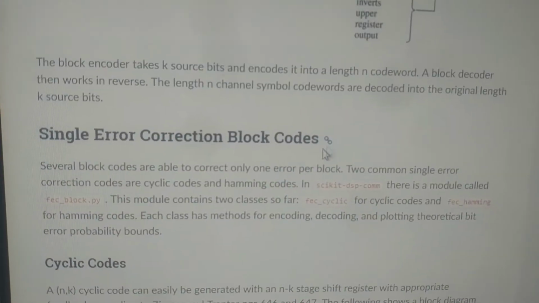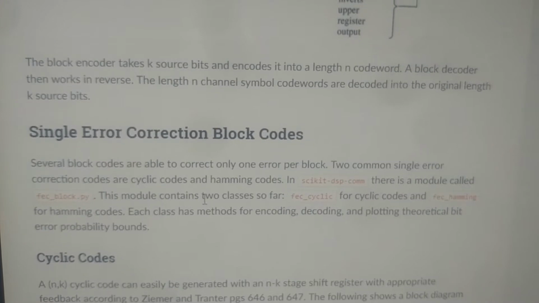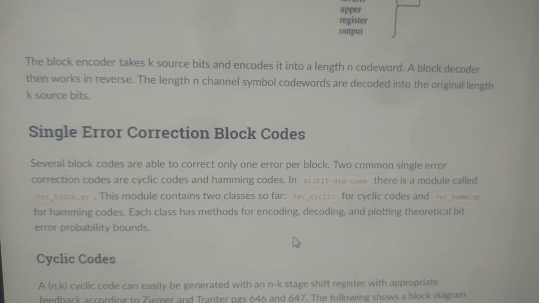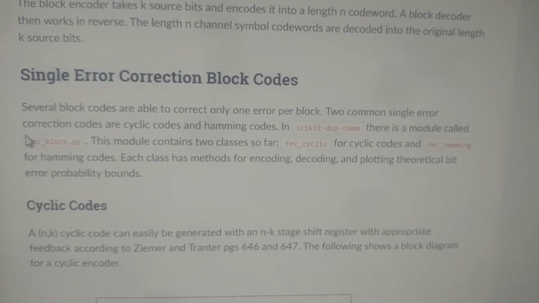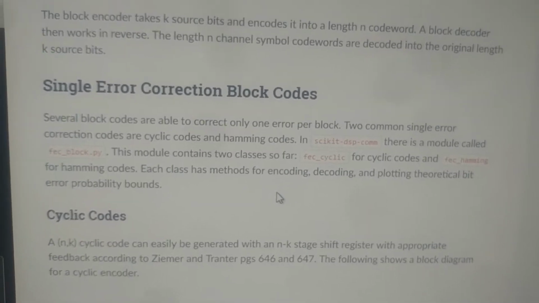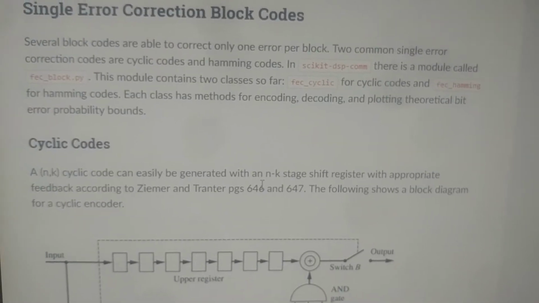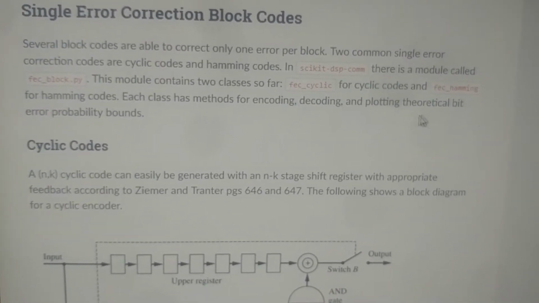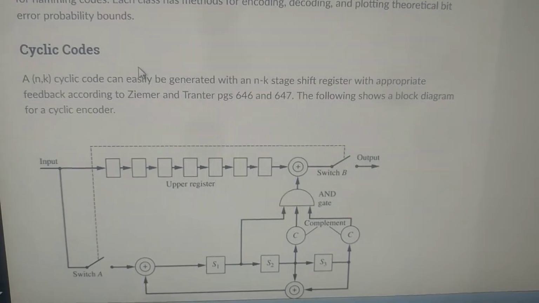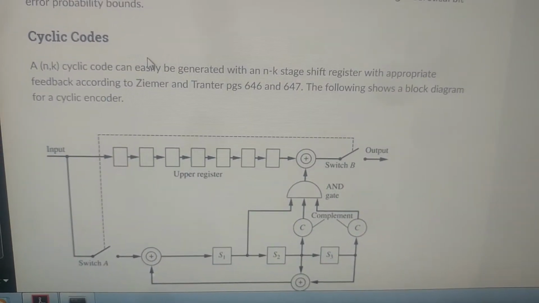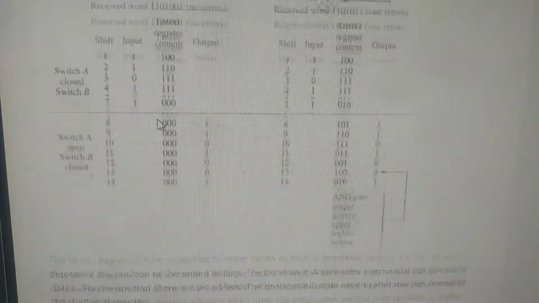After coming down, there is single error correction in block code. There are two types of methods. One is cyclic code and one is Hamming code. For implementation, we need the scikit-dsp-comm module called fec_block.py. As I have shown before, this was the error in my program. Each class has methods for encoding, decoding and plotting. So cyclic code. Here an (n,k) cyclic code can be generated easily with n minus k shift registers. This is the implementation of cyclic code.